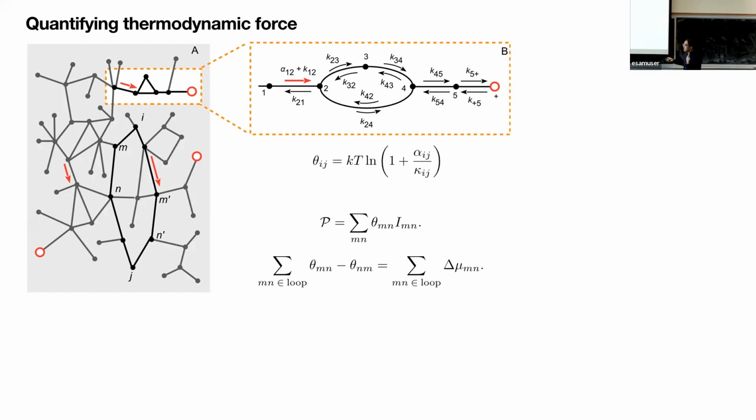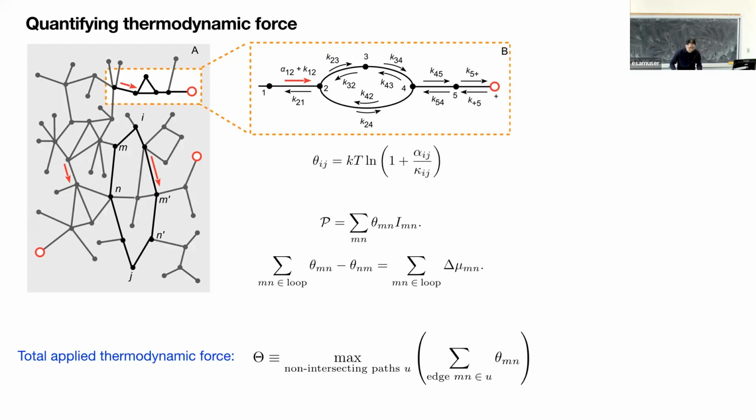But another way to think about that is, we can think of this power, the dissipation power, as a velocity times an effective force. So now we're just thinking about the applied force. Okay, and then I'm going to define the total applied thermodynamic force as the maximum along all possible non-intersecting paths of the sum of these little thetas, these forces.